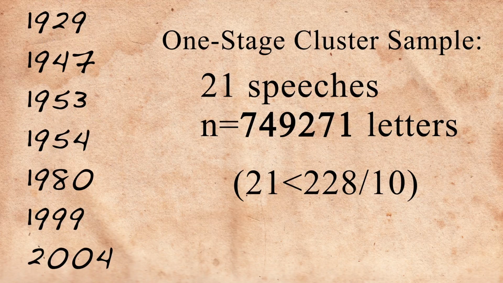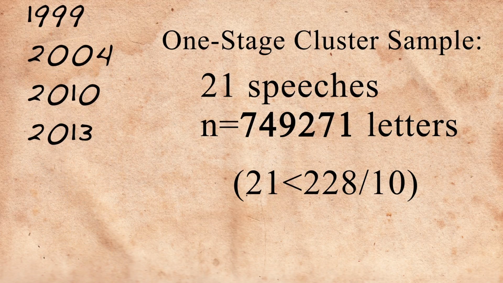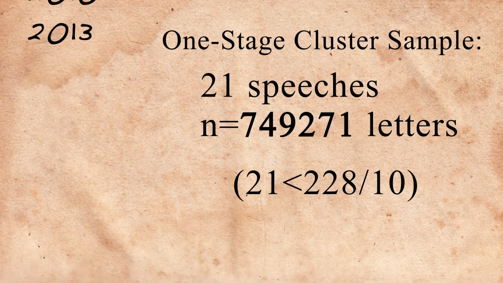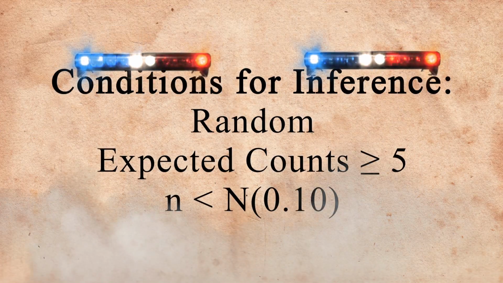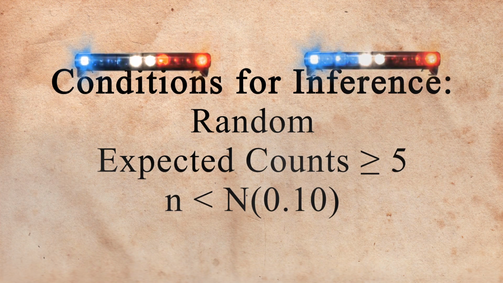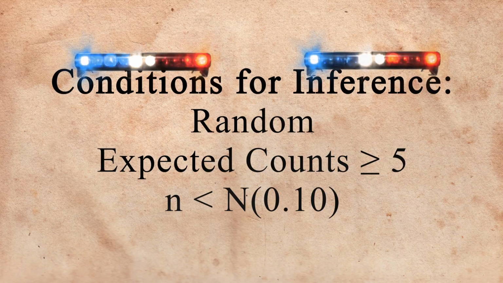A random number generator was used to select 21 unique random numbers from this interval. The speeches corresponding to these numbers were included in our sample, which gave us a sample of 749,271 letters. We chose to cluster the letters in our sample according to their speeches, since it was impractical to do a simple random sample of letters from all 228 addresses. The cluster sample was random, and all expected counts were greater than 5 given our large sample size. Because we only sampled 21 clusters, it is reasonable to assume that our sample size is less than 10% of the population size of letters in all the speeches.